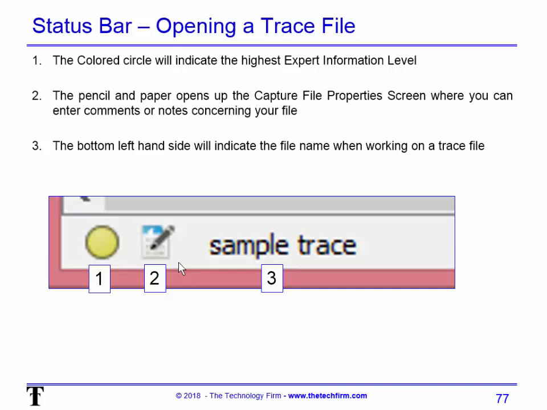Number 2, a little pencil with an icon. That opens up your capture file properties screen, and this is where you can enter comments or notes concerning your file. So things like what VLAN are you on, did I use a monitor port, did I use a TAP, the ticket number reference of the problem you're working on. In the past you'd have to write up a Word document or use a text file and make all your notes in there and hope you don't lose it, but now you can put all of that in the trace file, and that way you don't lose your notes. And the last is obvious. It's going to be the file name of whatever trace file you are working on right now.